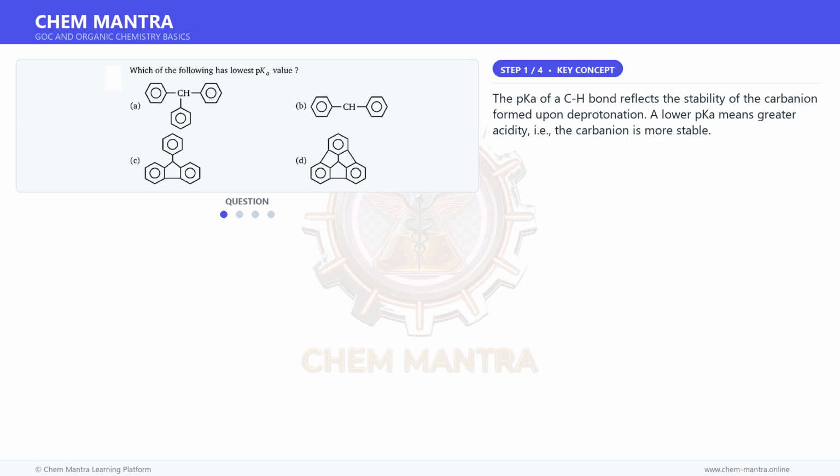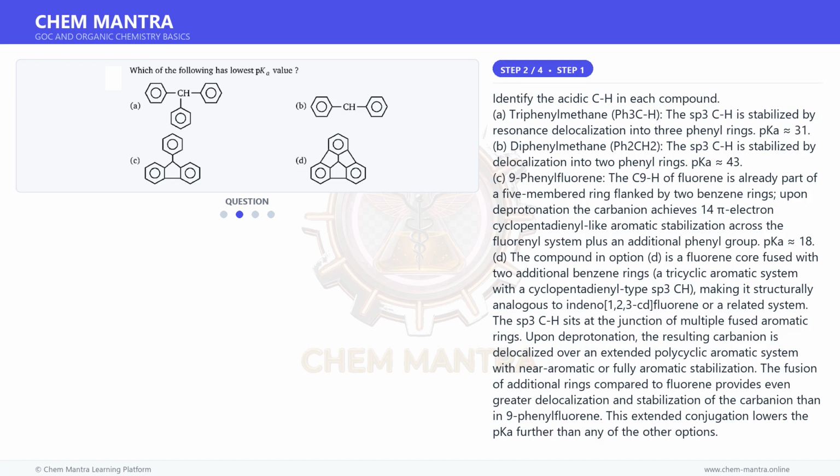The pKa of a C-H bond reflects the stability of the carbanion formed upon deprotonation. A lower pKa means greater acidity, i.e., the carbanion is more stable. Moving on to the next step.